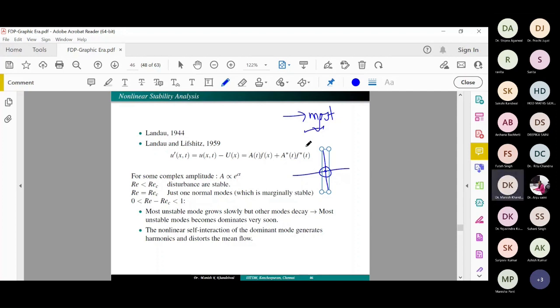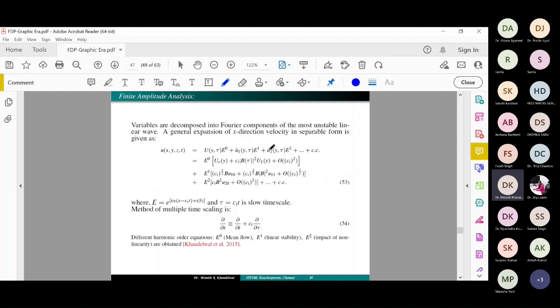So it is a very logical idea that the most unstable mode becomes dominant very soon, and its self-interaction with the other modes will generate harmonics and distort the mean flow. He observed that situation and said that we have to analyze things about the linear stability point. That is the way it is captured by the Landau constant. So this is the theory.